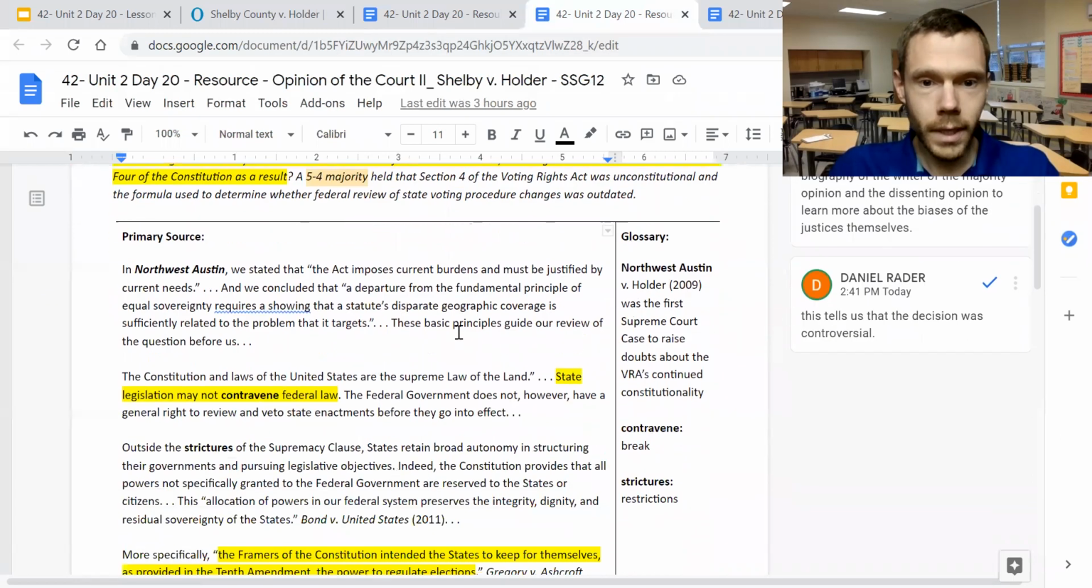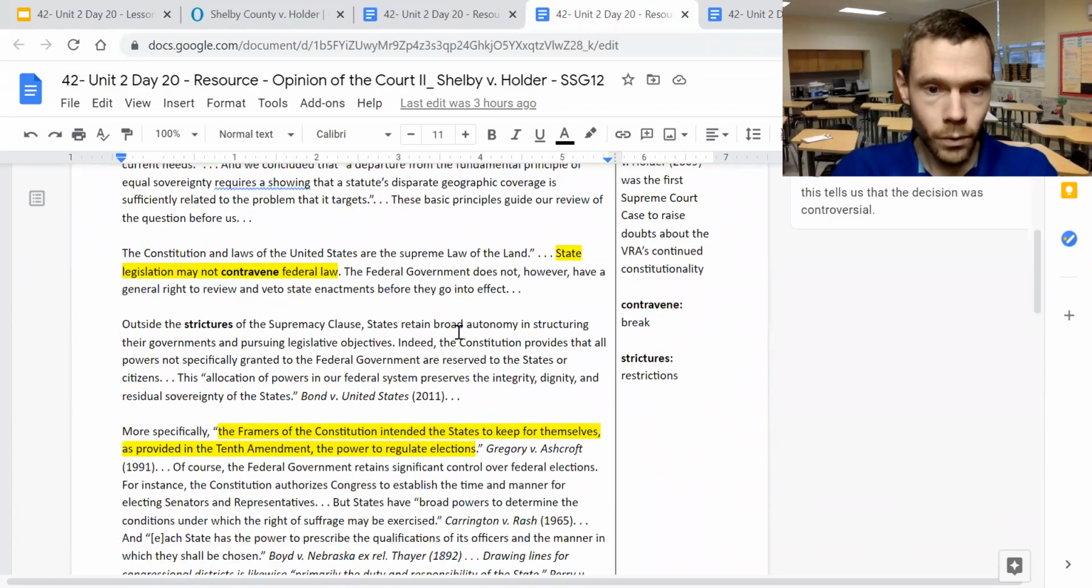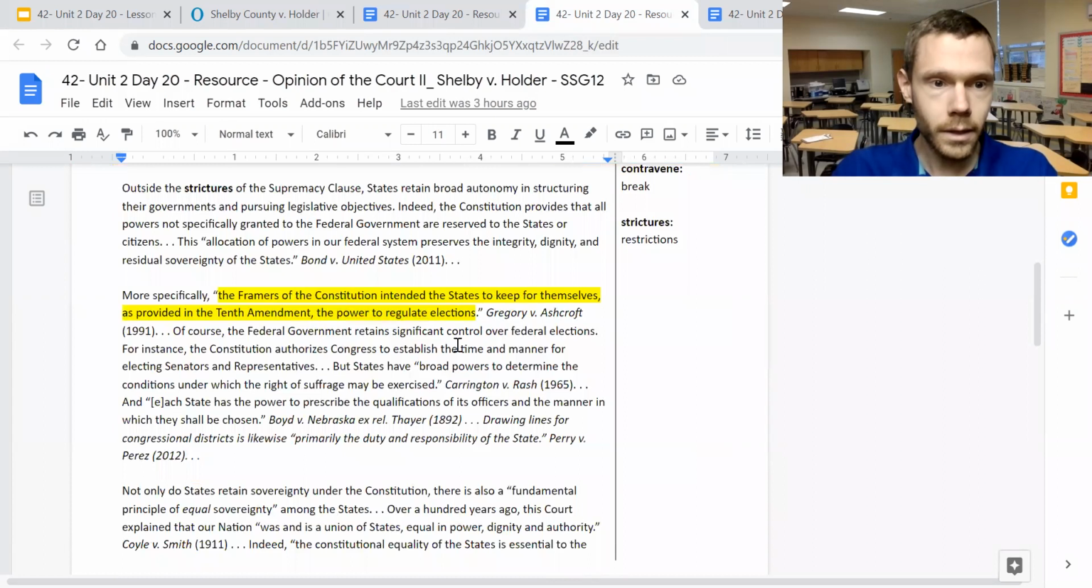So when we look at the actual case, we want to consider the kinds of evidence that is being presented in terms of the opinion of the writers of the majority and the dissenting opinions. So to point out a few things that I highlighted, we can see here the quote, the framers of the Constitution intended the states to keep for themselves, as provided in the 10th Amendment, the power to regulate elections.